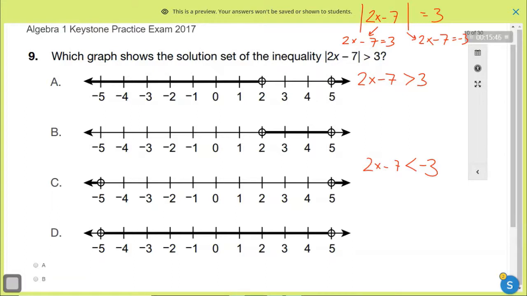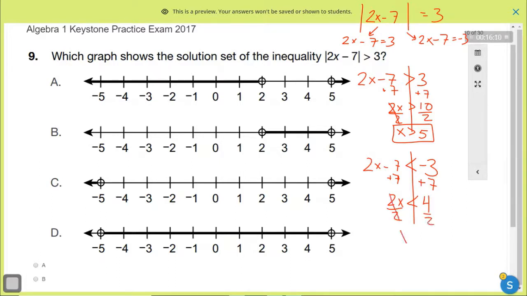All right, so in this case here, now I can solve both inequalities to get my final statement. Add 7 to both sides, 2x is greater than 10, and divide by 2 to find that x is greater than 5. I did not flip my sign because I did not divide by a negative. Same steps over here, but this time I get 4 and divide by 2 on each side to find that x is less than 2. Notice again, I did not flip my inequality sign because I did not divide by a negative.